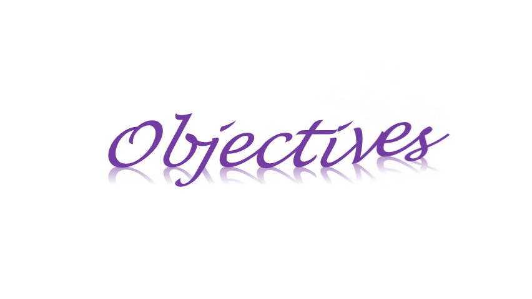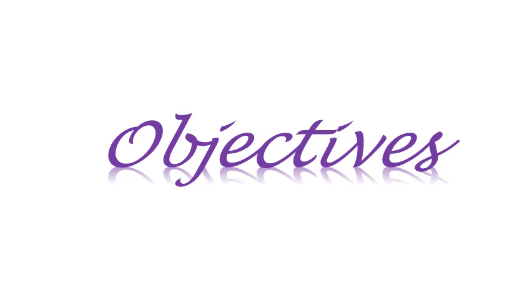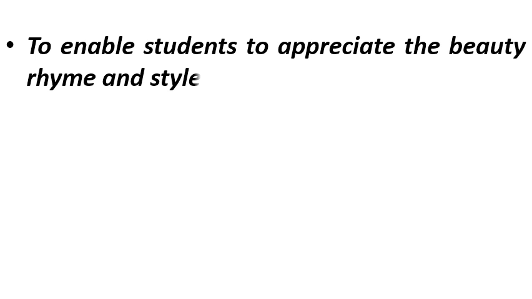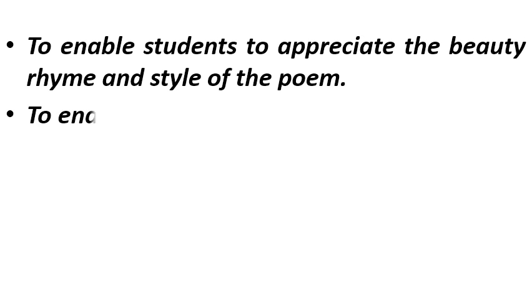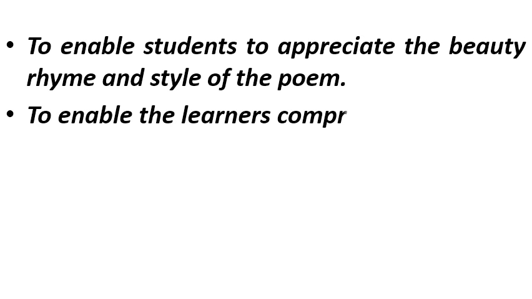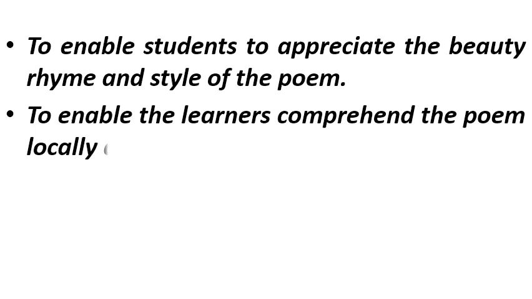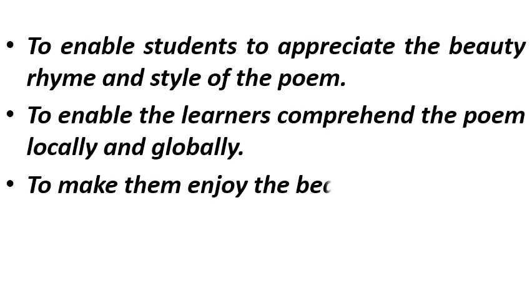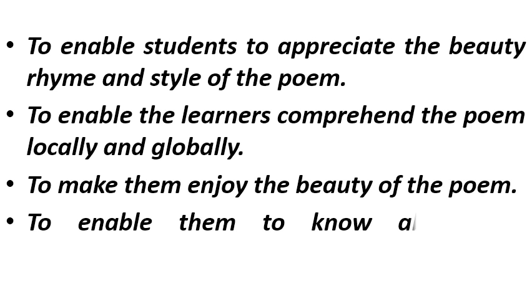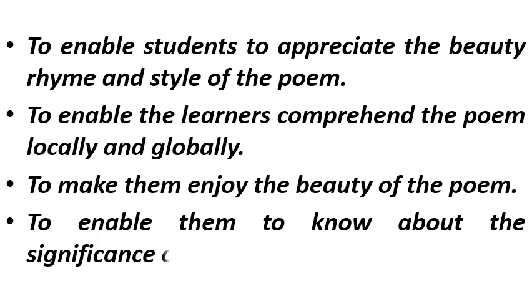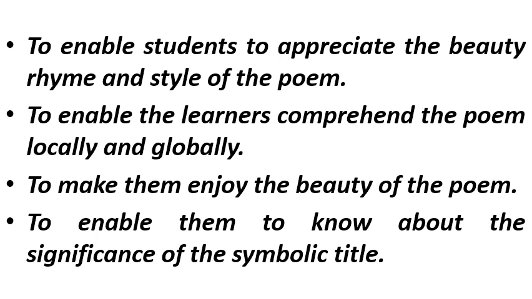So students, first of all, let us discuss what the objectives of the poem are. Number 1, to enable students to appreciate the beauty, rhyme and style of the poem. Number 2, to enable the learners to comprehend the poem locally and globally. Number 3, to make them enjoy the beauty of the poem. Number 4, to enable them to know about the significance of the symbolic title.